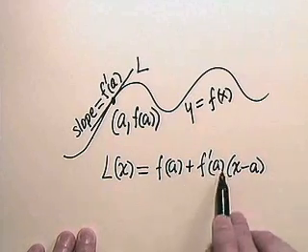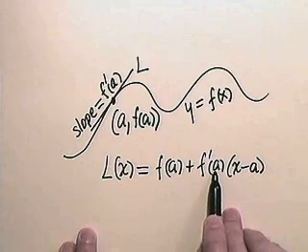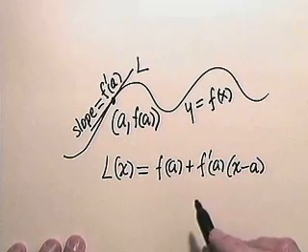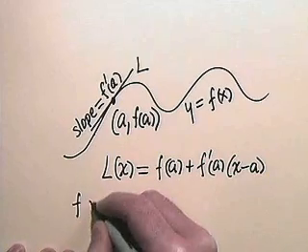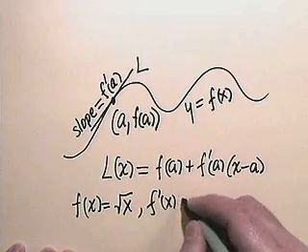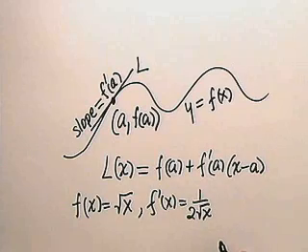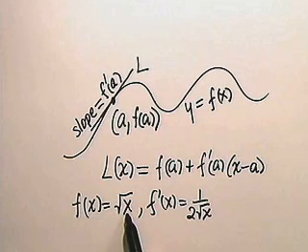Now notice these are definite numbers. The a here is a definite number, so f prime of a is a definite number, f of a is a definite number. And so, for instance, as an example, if I were working with the linearization of f of x equals square root x, f prime of x is then 1 over 2 square root of x. So if I wanted the linearization of this at a point a where I could easily calculate square roots, for instance, if I took x equal to 9, square root 9 is 3.